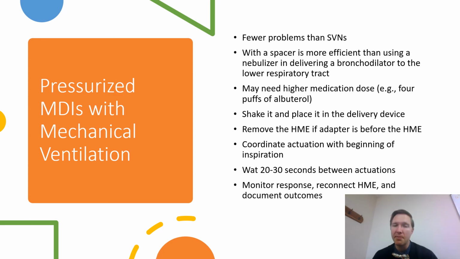There are fewer problems with MDIs than with small volume nebs, right? We're not adding extra flow to the circuit. As long as you have good timing, that's the big thing. So fewer problems than small volume nebs as far as MDIs. With a spacer, it's more efficient than using a nebulizer, delivering a bronchodilator to the lower respiratory tract. So as long as you're using a spacer and have appropriate technique, you're good on this, right?